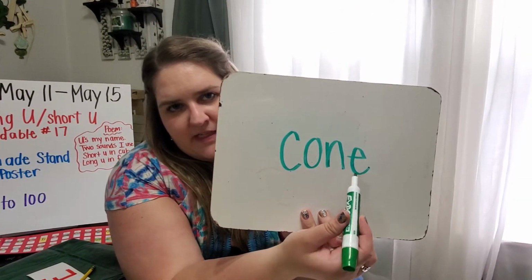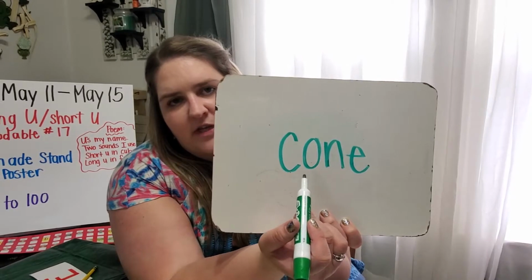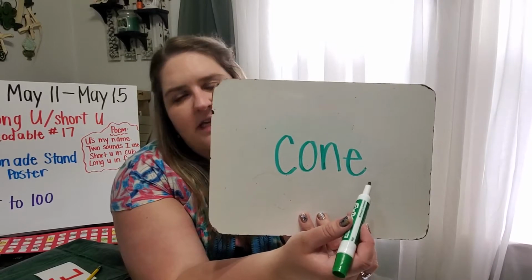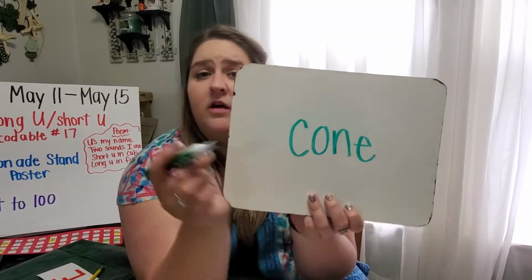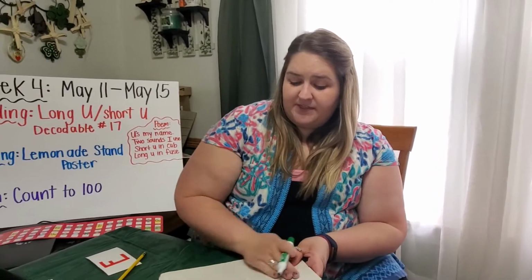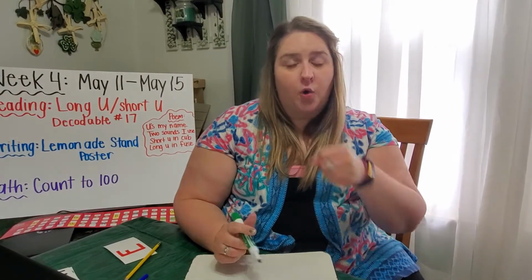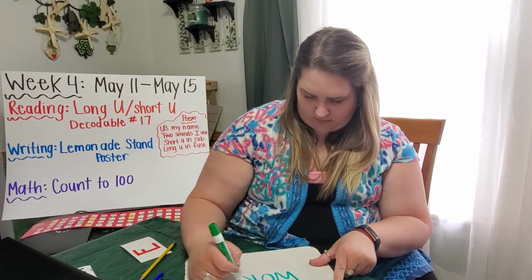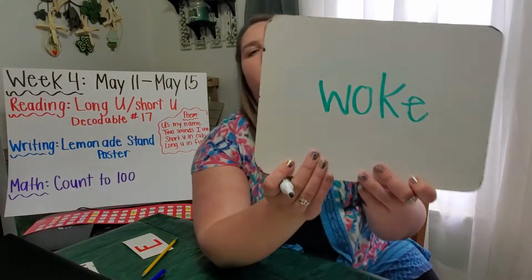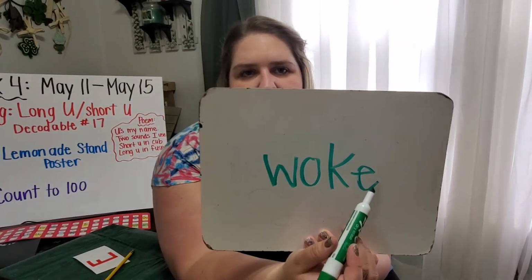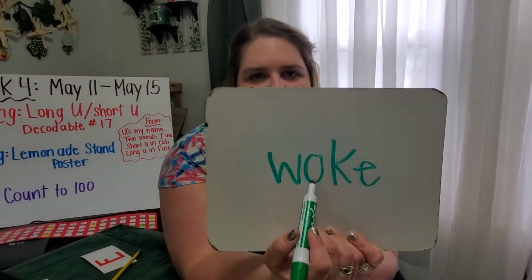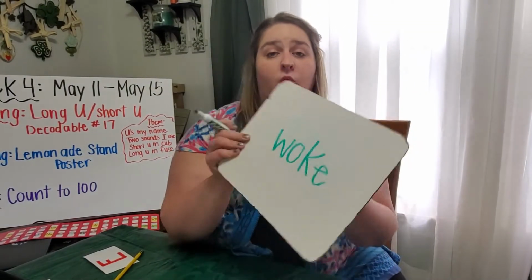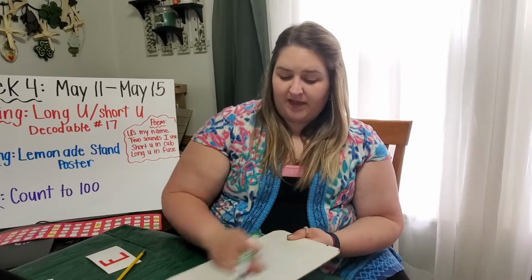Same concept. We see the E at the end, the O in the middle, and so we know that the O is going to say O. Cone. We don't pronounce the E, it's silent. A cone is one of those 3D shapes that we learned, or like an ice cream cone. Same concept. Don't pronounce the E. O says O. Woke. I woke up at 7 o'clock this morning.